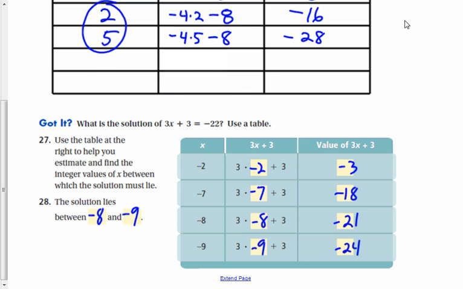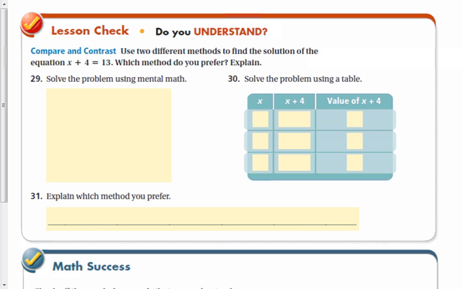So check your answers there and go ahead and see if you understand what we're doing here by doing this lesson check, and that's where we'll start on the next lesson. I'll see you tomorrow.